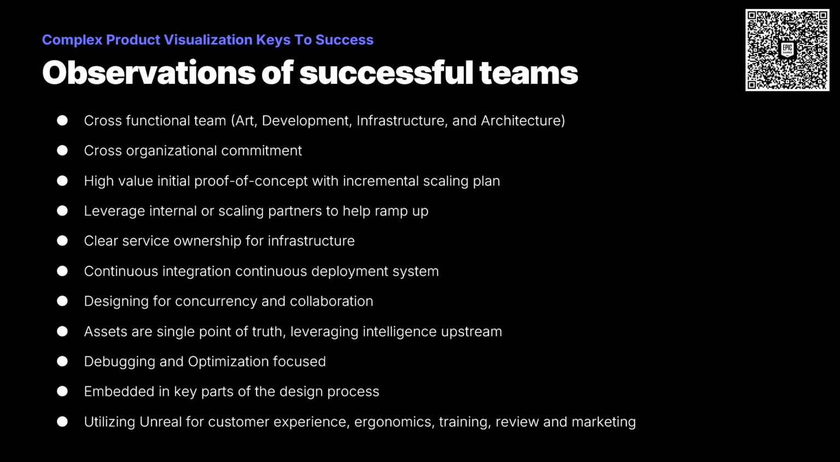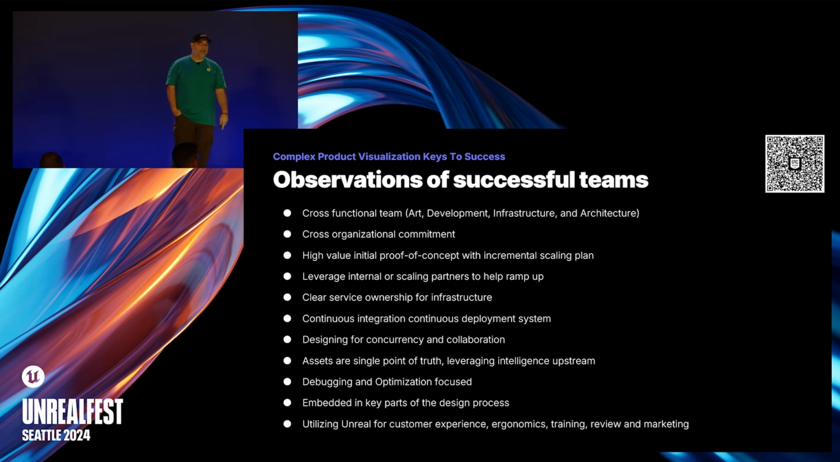So here are some observations I've had for successful teams, just to wrap things up. They're cross-functional across art, development, infrastructure, and architecture. There's cross-organizational commitment. They have a high-value initial proof of concept and an incremental scaling plan. Eat the elephant one bite at a time. High leverage internal or external scaling partners to ramp up quickly. Don't go into the forest alone. And you have clear ownership for your infrastructure. You're using a continuous integration and continuous deployment mindset. You're designing for concurrency and collaboration.